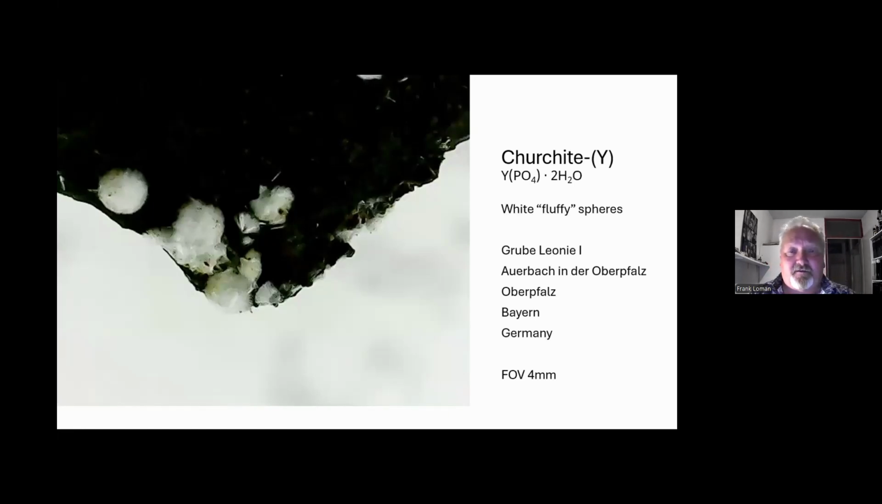Then we've got a yttrium phosphate, which is churchite-(Y), and they form fluffy white spheres. And this is actually from a coal mine in Bavaria, in Germany, called the Grube Leonie 1.